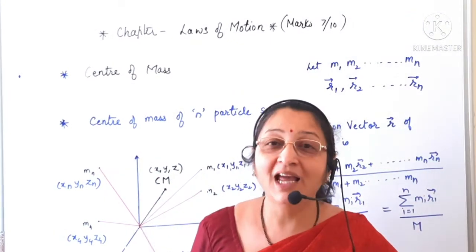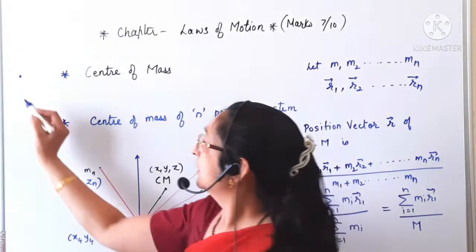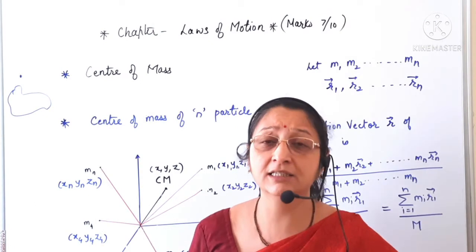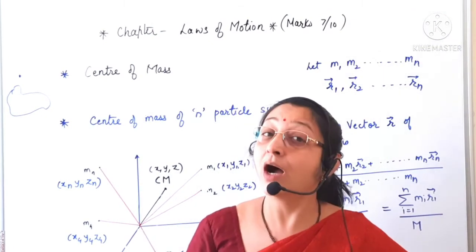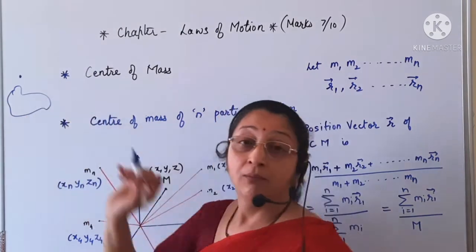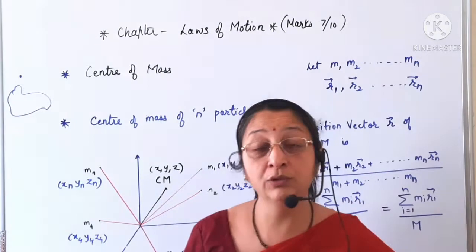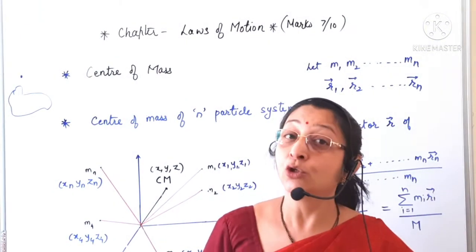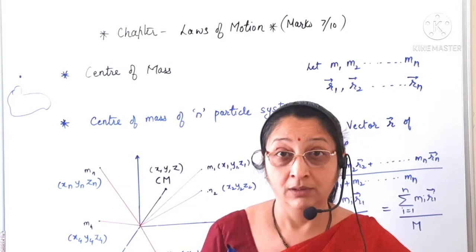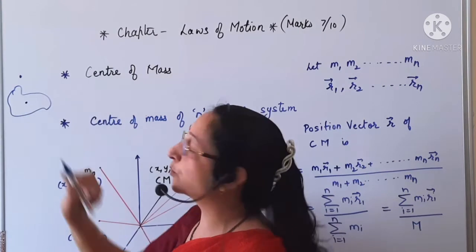But in real life, are there such point bodies? No. In real life, the bodies are of various sizes and shapes. So how to apply these Newton's laws, which are for point masses, to bodies having large masses? The point at which we apply Newton's laws is the center of mass point of the body.